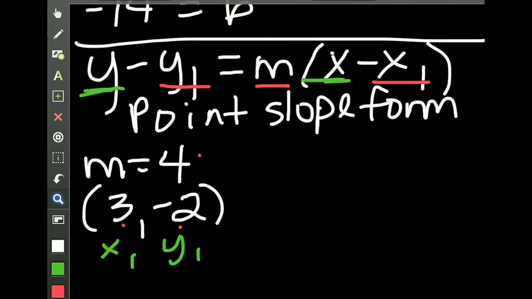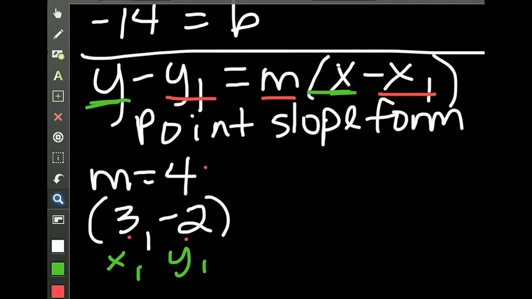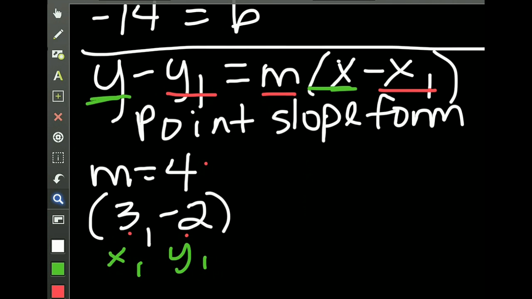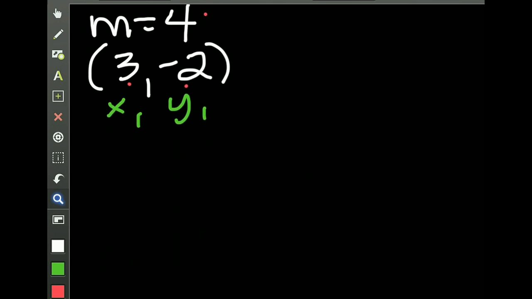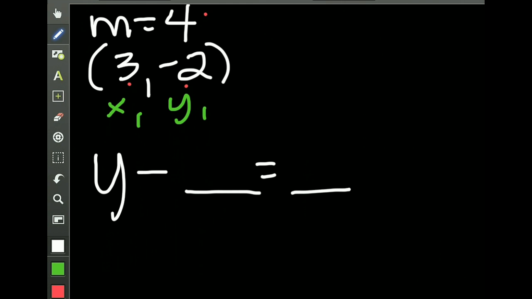So, what are the two letters that we're going to keep? They're underlined in green. Y and X. Those are not going to move. Okay? So let me lay this out for you. Y minus, there's a blank there, equals a blank there, X minus, and a blank there.